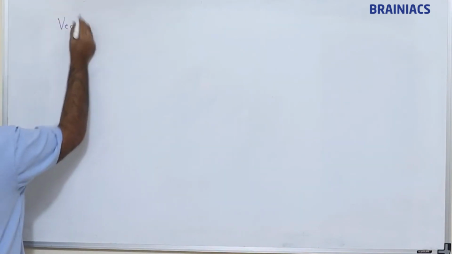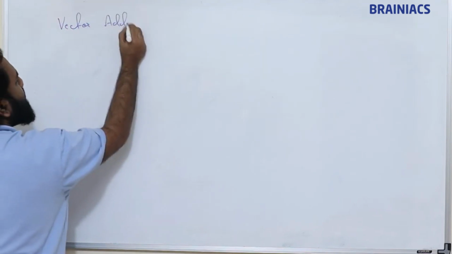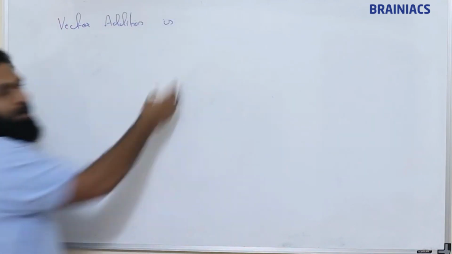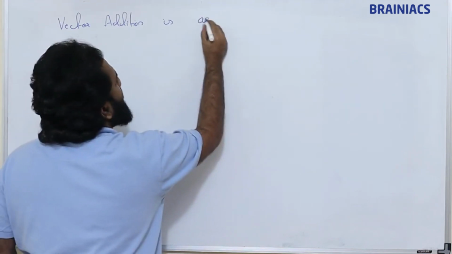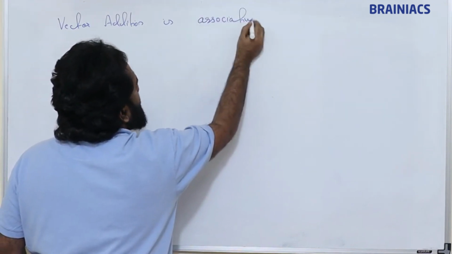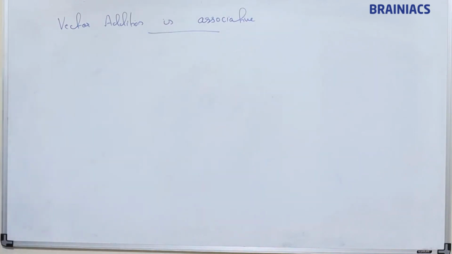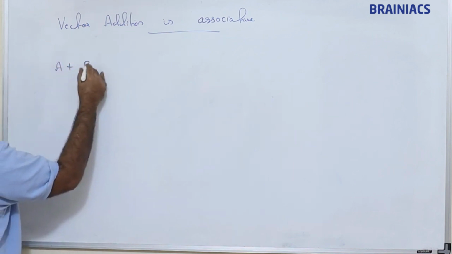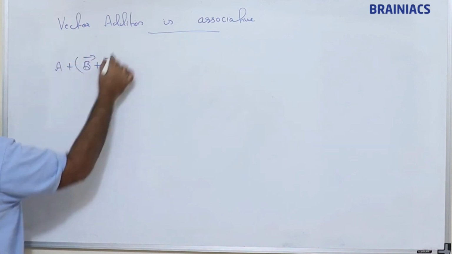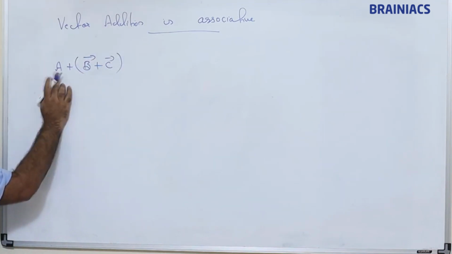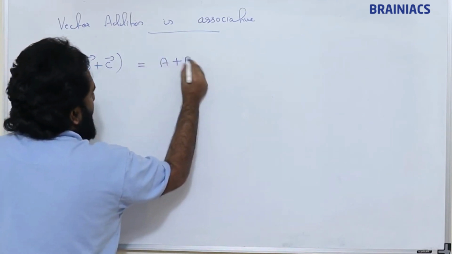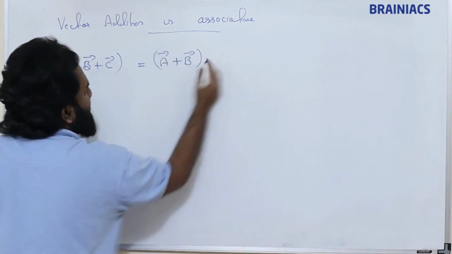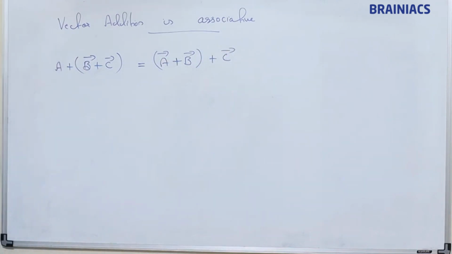Another point: the previous one we have studied was commutative. Vector addition was commutative. Now vector addition is associative. So what does associative mean? A plus (B plus C). The result of B plus C, when we add it with vector A, will be equal to the resultant of vector A plus vector B, which, if we add with vector C, will be the same. That is what vector association is.